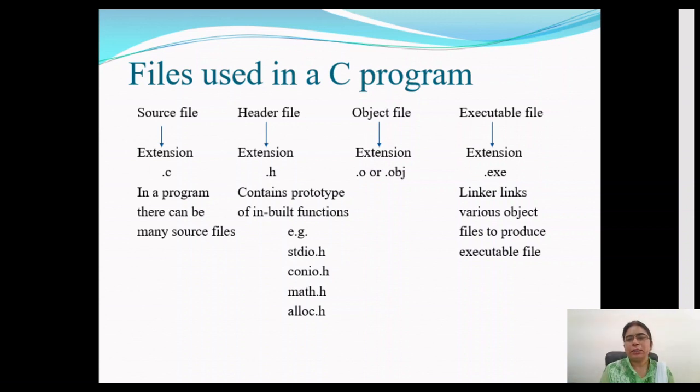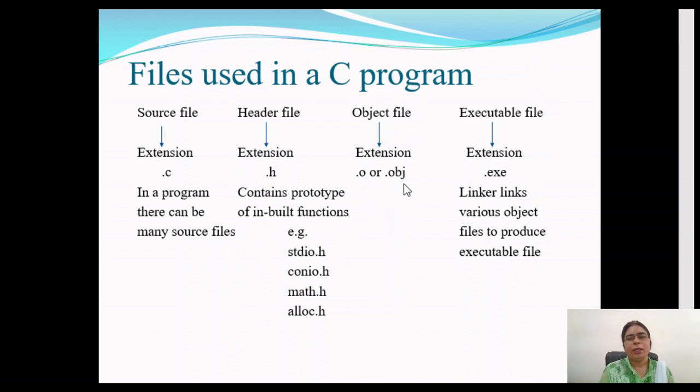So these are some of the examples of the header files: stdio.h, conio.h, math.h, in which the mathematical functions are there, and alloc.h to allocate or deallocate memory at runtime. Now, whenever the program source file is passed to the compiler, it produces an object file. And these object files are produced with extension .o or .obj.